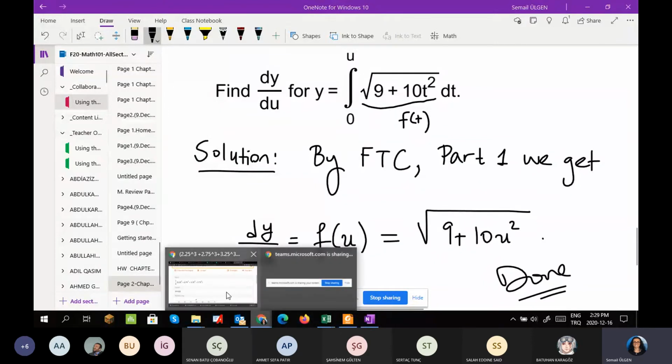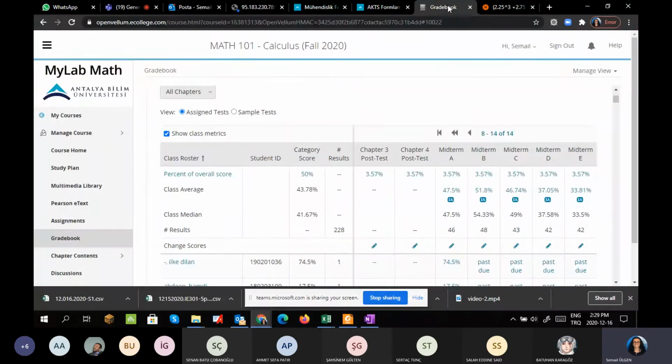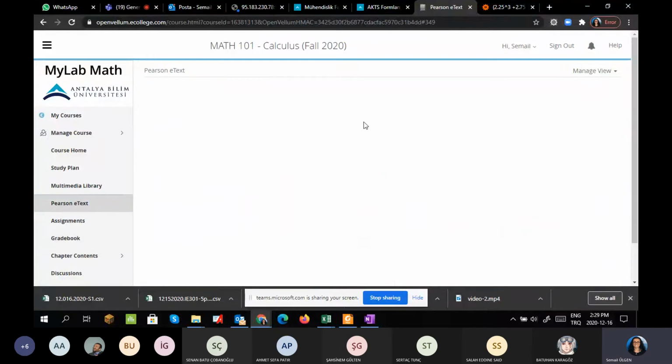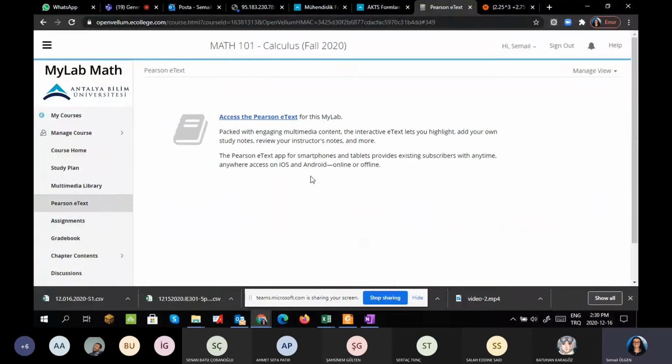I want to share that with you in the e-text. We should have it somewhere here. Let's open this up.